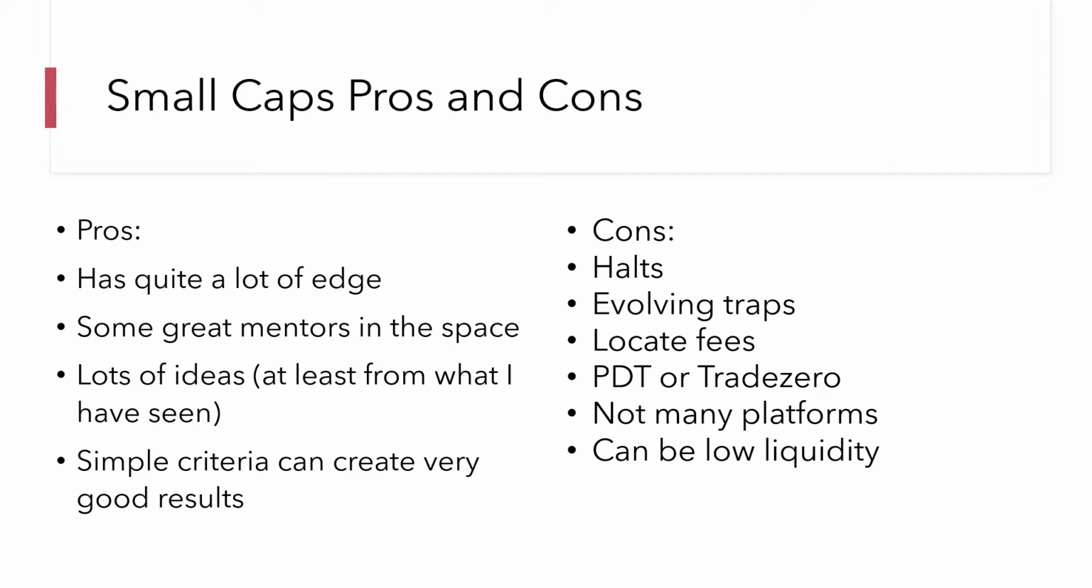Then evolving traps. The traps don't really stay the same, so your edge might disappear quite quickly. This does overlap into futures, but from what I've looked through in my data, futures does evolve, but it definitely doesn't evolve as much as small caps. Small cap changes a lot, and there's definitely different market cycles for small caps.